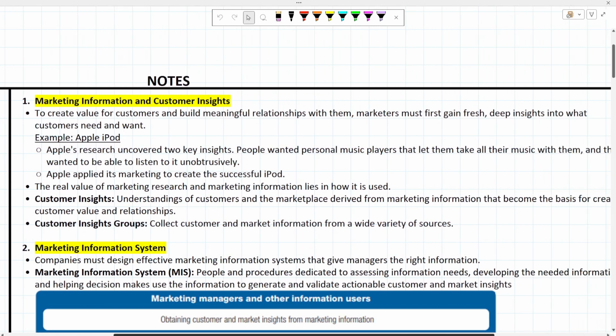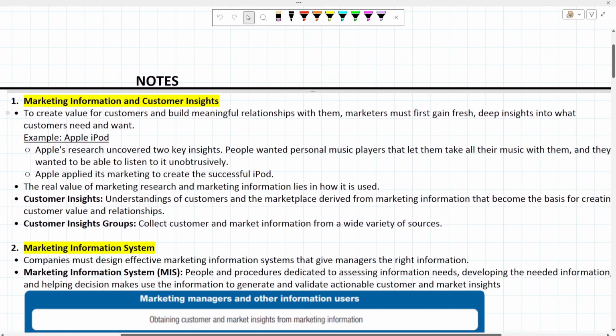So let's start with number 1. Marketing information and customer insights. To create value for customers and build meaningful relationships with them, marketers must first gain fresh, deep insights into what customers need and want. So marketers gain insight into what customers need and want.